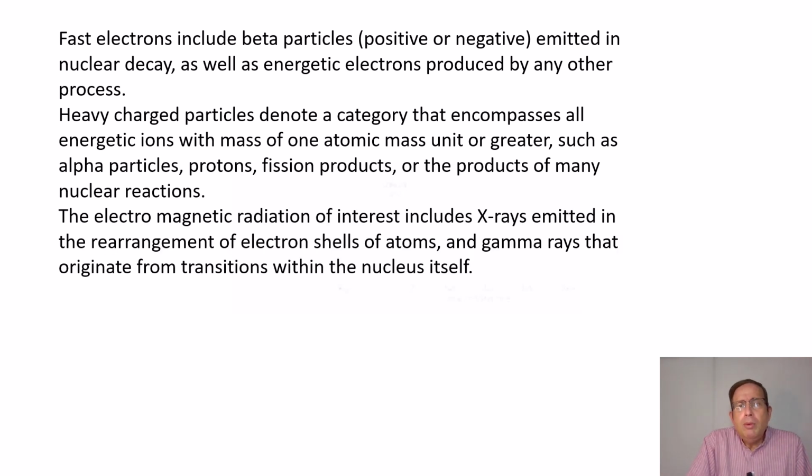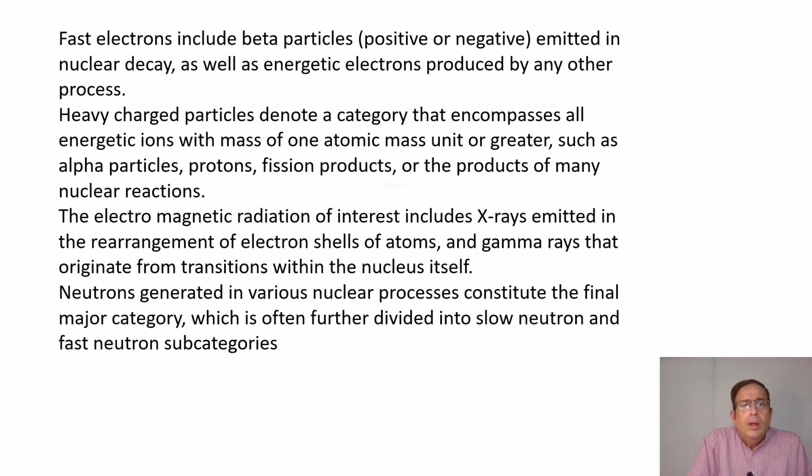Then we have the electromagnetic radiation, which includes X-rays, which are emitted by the atoms, in which atomic transitions take place between the different shells of the electrons in the atom, or these can be gamma rays that come out from the transition within the nucleus itself. So basically, the change in the energy in the nucleus itself results in the emission of gamma rays.